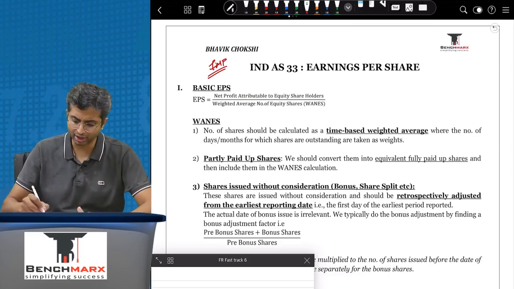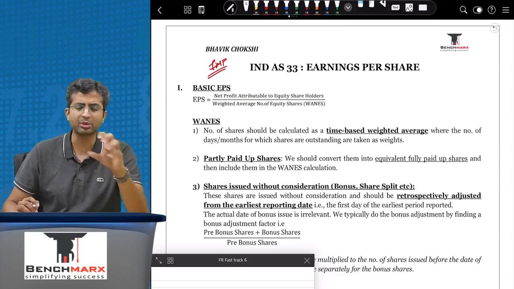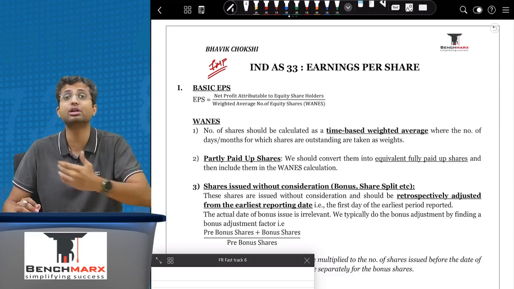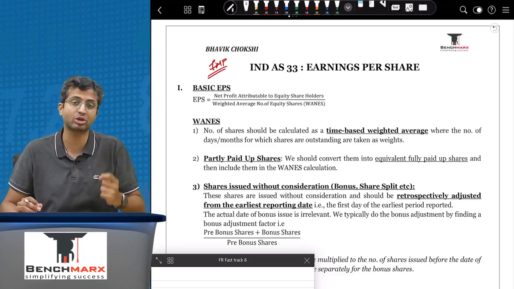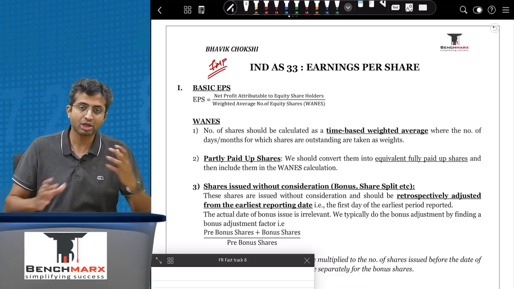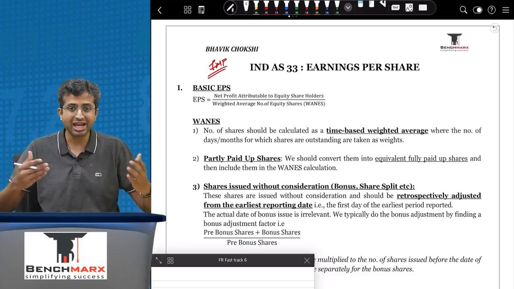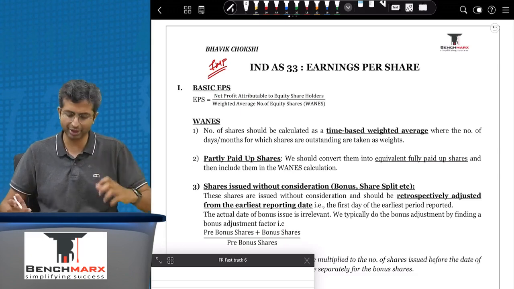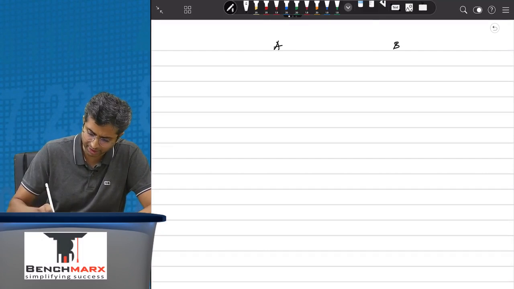Now the challenge over here is that the numerator, the net profit for shareholders, is a for-the-year concept. So net profit can be earned throughout the year. However, the number of shares is typically calculated as on a particular date. So the number of shares at the beginning of the year may be different from the number of shares at the end of the year. And as a result, this may result in a bit of confusion. So for example, there's a company A, there's a company B.